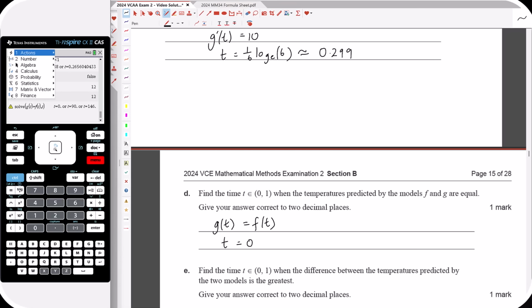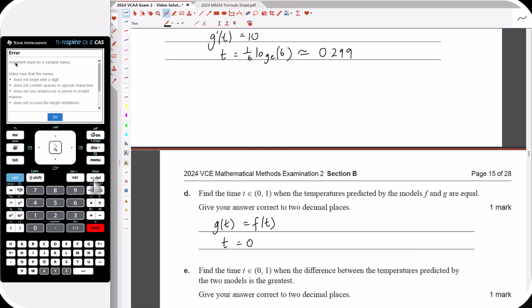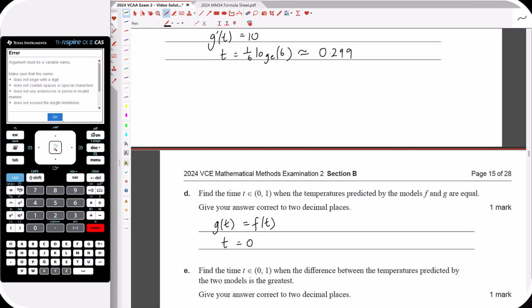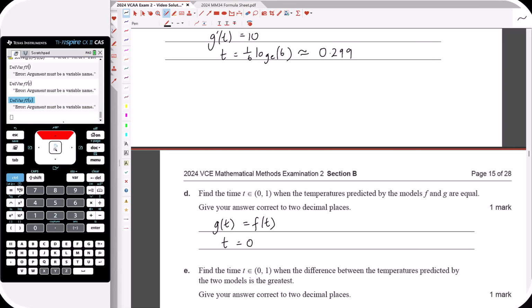menu 1, delete variable, and then we should be able to delete F1. Delete, sorry, f1 of t. So we delete f1 of x. Gee, I might have caused a huge problem here. I think you just do f1. I don't think it needs that bracket. There we go. Okay, let's delete f1 and let's delete f2. Good. All right, let's go back over here.